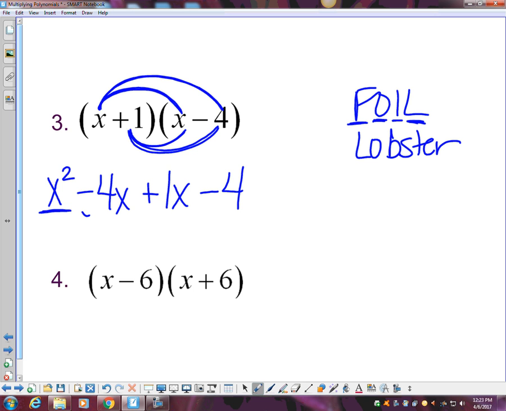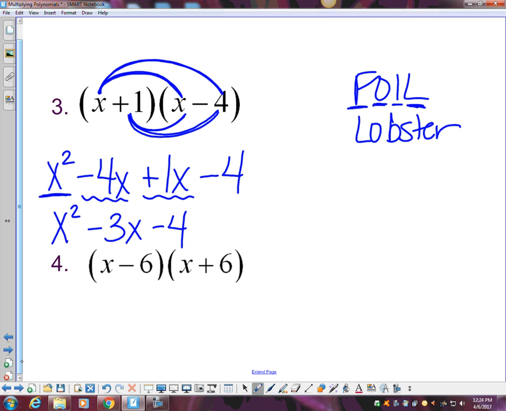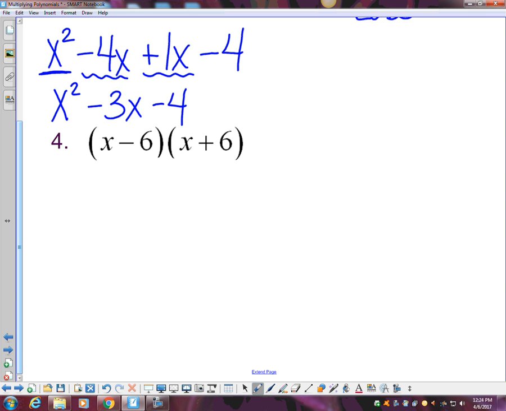But if you'll look in the middle, I have like terms. So I'm going to bring down my x squared and I'm going to combine my like terms. Well, it's a negative 4x and a positive 1x. So signs are different. Subtract. Take the sign of the bigger number. So that's a negative 3x. And then my minus 4 comes down.